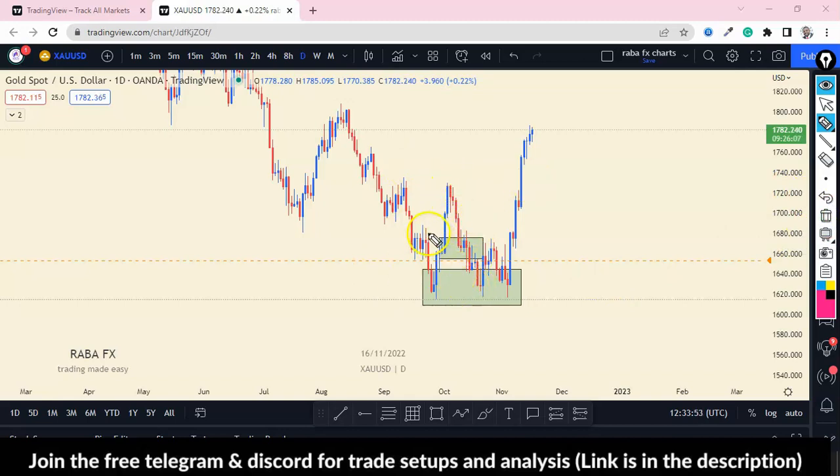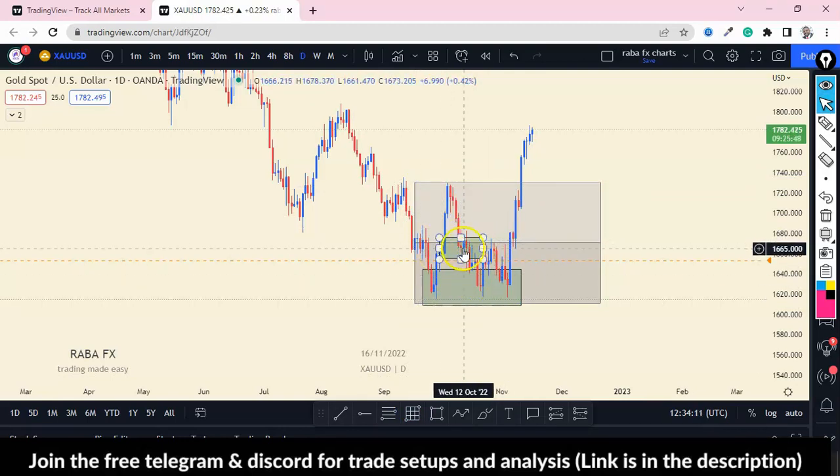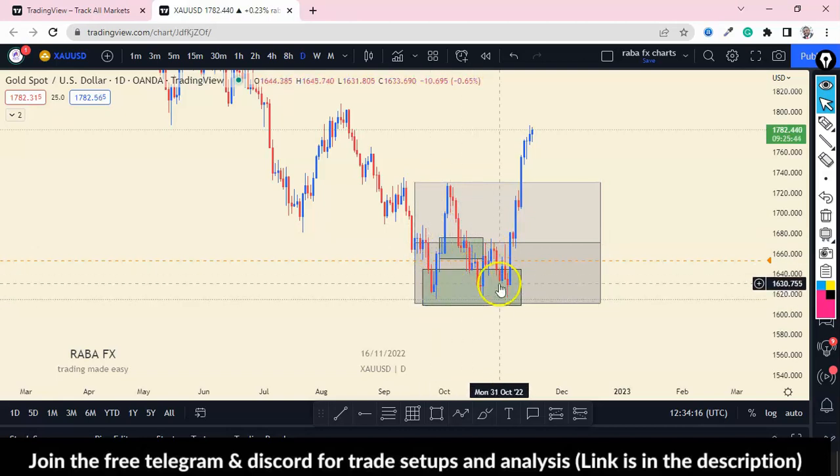Okay, as I said, nothing wrong for you to enter here, as long as you know your point of invalidation. But instead, we want price to pull back to our point of interest. Now, if you take your Fibonacci and measure from here to there, you can see that we have 2 points of interest. One just sitting at the equilibrium level, and this sitting at what?